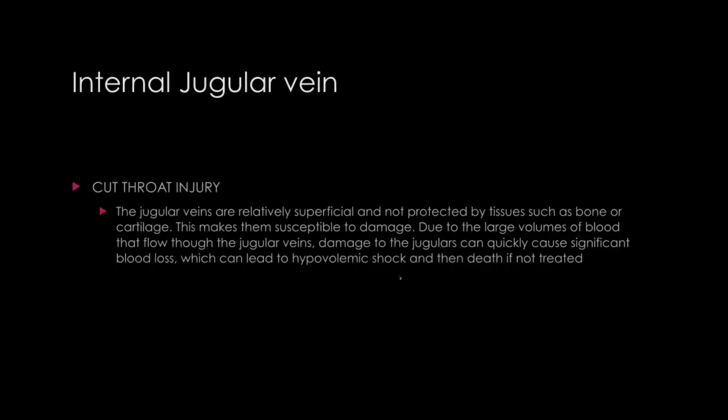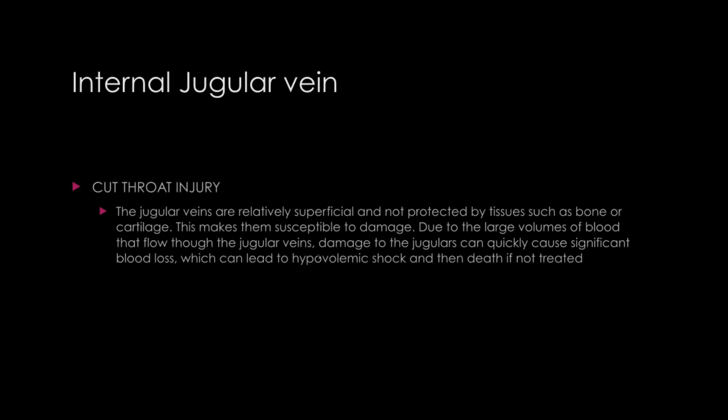Another common issue we have in the emergency department, as all postgraduates know, is a cutthroat injury. Why is a cutthroat injury so dreaded? It's because the internal jugular vein again is not very protected, it's very superficial. There is no bone or cartilage to protect it, so it is very susceptible to damage. And this venous column contains a huge amount of blood, and any injury to the vein can cause massive bleeding, which can lead to hypovolemic shock and even death if it is not corrected properly.